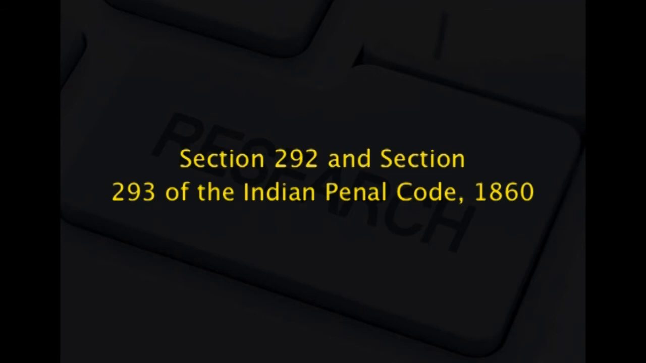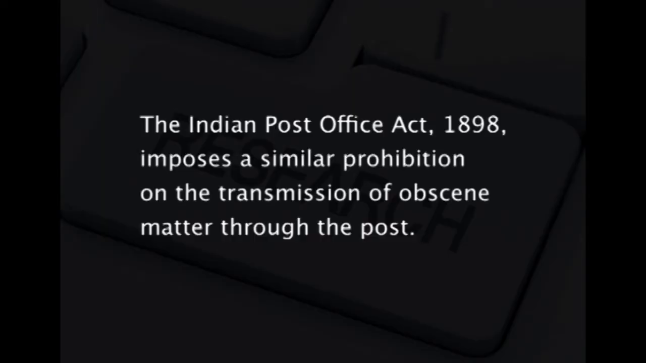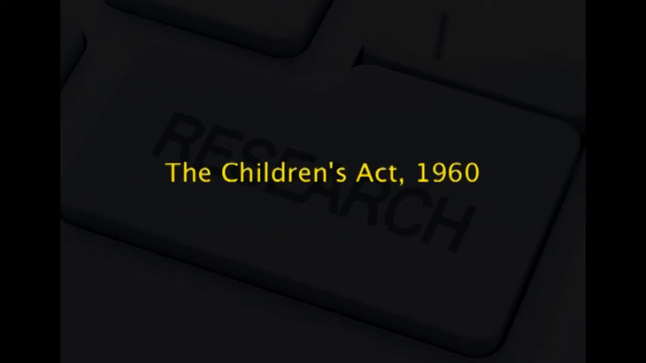Next act is Section 292 and Section 293 of the Indian Penal Code 1860. This prohibits the dissemination of any obscene matter. The Indian Post Office Act 1898 imposes a similar prohibition on the transmission of obscene matter through the post. The next act is the Children's Act 1960. This act prohibits the disclosure of names and address and other particulars of any child involved in any proceedings.